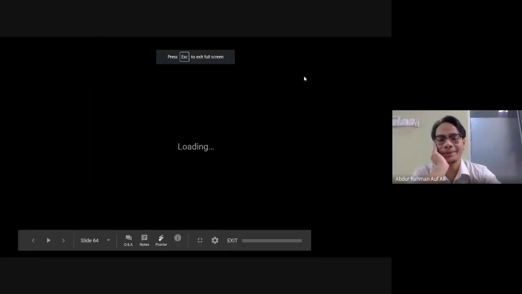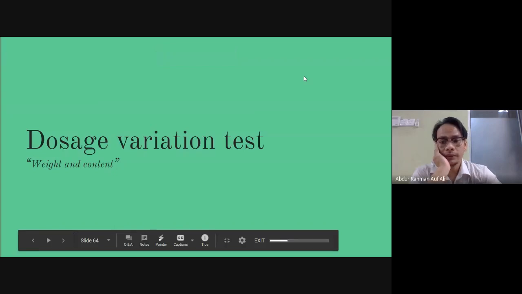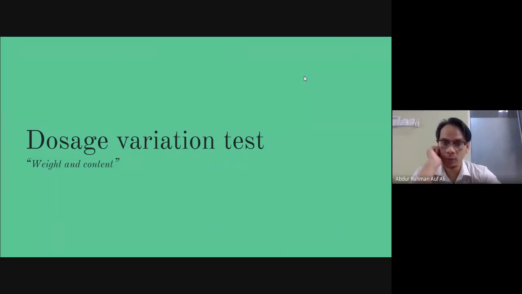So test ni adalah test yang kita buat untuk memastikan tablets yang kita buat dekat kilang tu adalah sekata dia punya dose. Because dalam kilang kita at one batch kita produce like 1000 tablets. So macam mana kita nak make sure 100 biji tablet tu dia punya dose adalah betul sekata uniform.